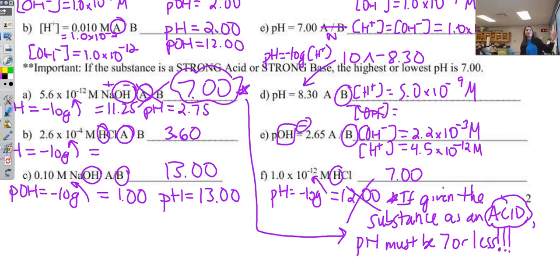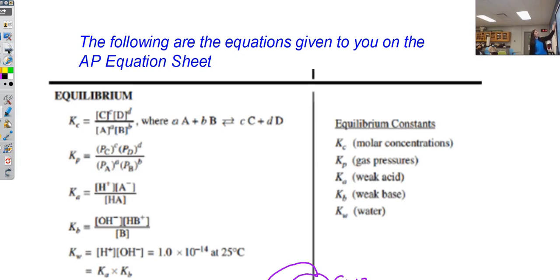We already talked about that 7 situation. So if they give you the name of it, and they tell you it's an acid, and it's HCl, but you get a pH of 12, that doesn't make any sense. A pH of 12 should be a base. So that makes no sense, and so you would just make your pH 7 instead.